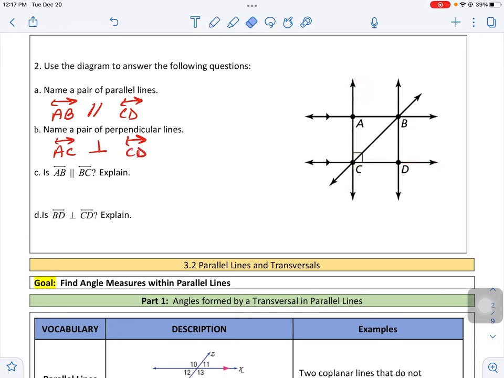Okay, so is AB parallel to BC? Is line AB parallel to line BC? Nope. Remember, parallel means they do not intersect, and we can see that they do intersect up here. So is it parallel? No, because they intersect.